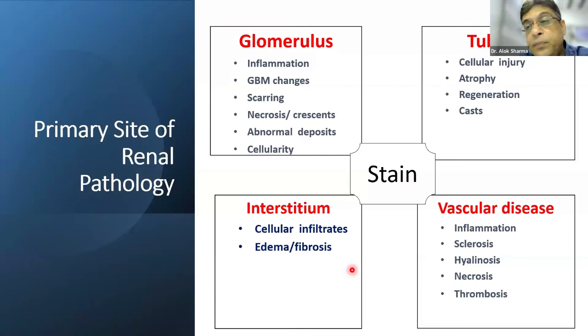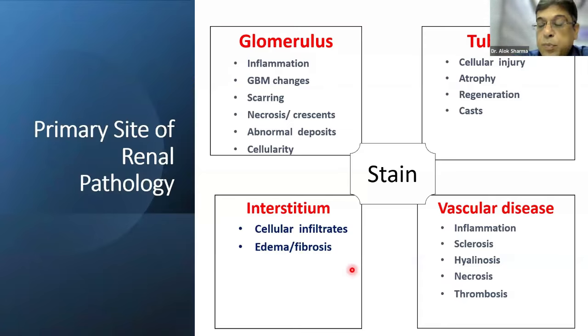And looking at the vessels, you need to look at whether there is an inflammatory component. If there is sclerosis, subintimal sclerosis, just like you have in hypertension, so-called hypertensive changes. If there is hyalinosis, necrosis, thrombosis, thrombotic microangiopathy. So all these things you need to keep on thinking together and then try to make sense by putting everything into correct clinical context, right?